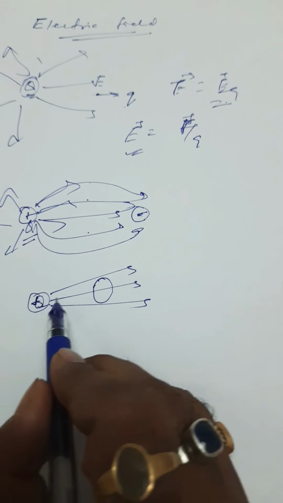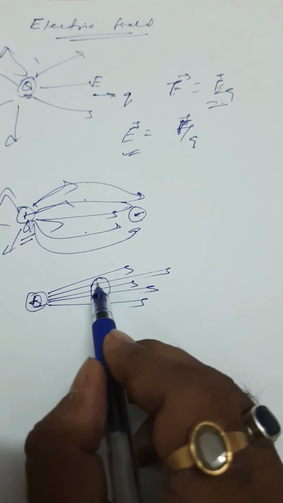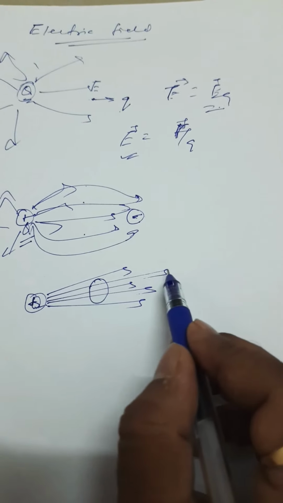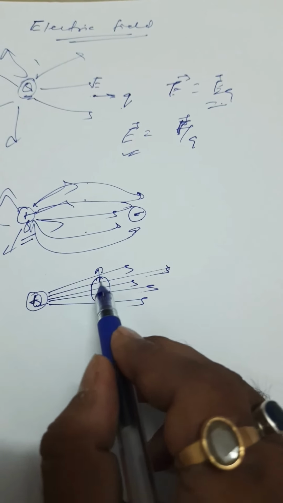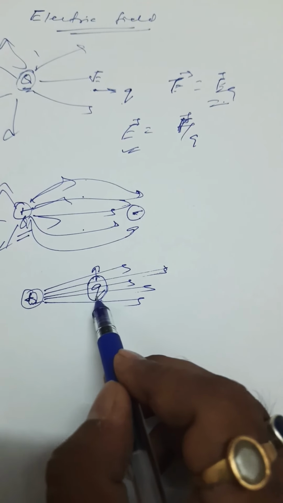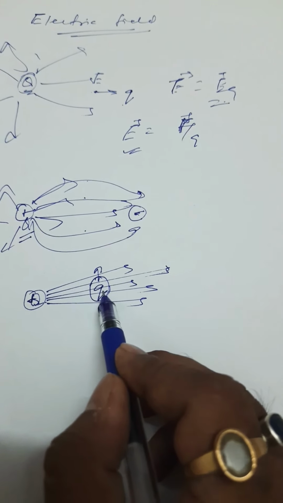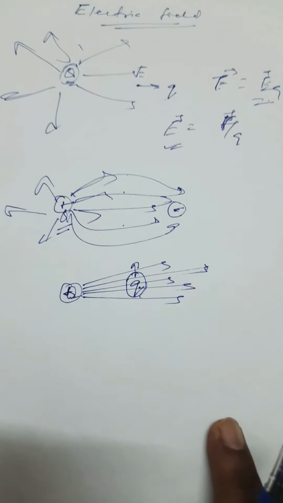If you increase the value of charge, the number of lines of force will increase, and you'll find that the number of lines of force passing through this area also increases, thereby increasing the number of field lines passing through. It means that the force acting on a charge placed over here will be more in the latter case than in the previous case. This is the thing which you'll have to remember.